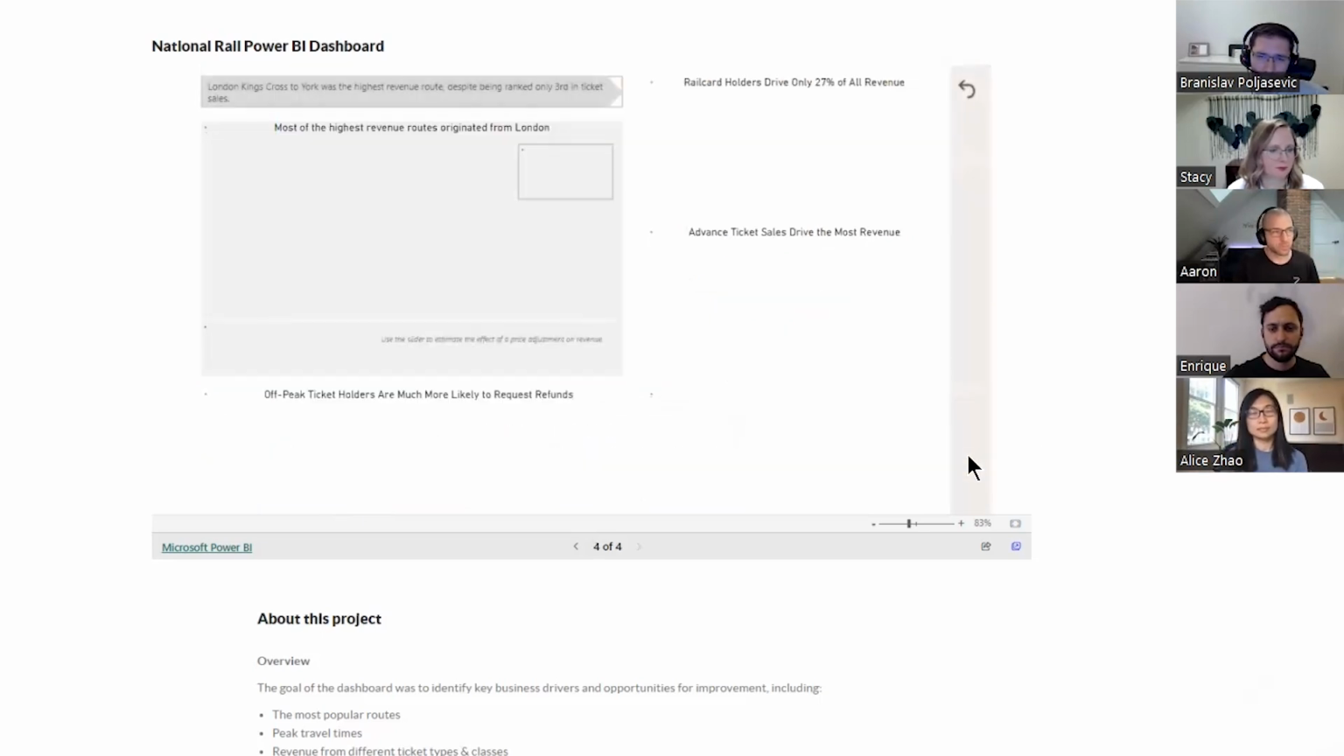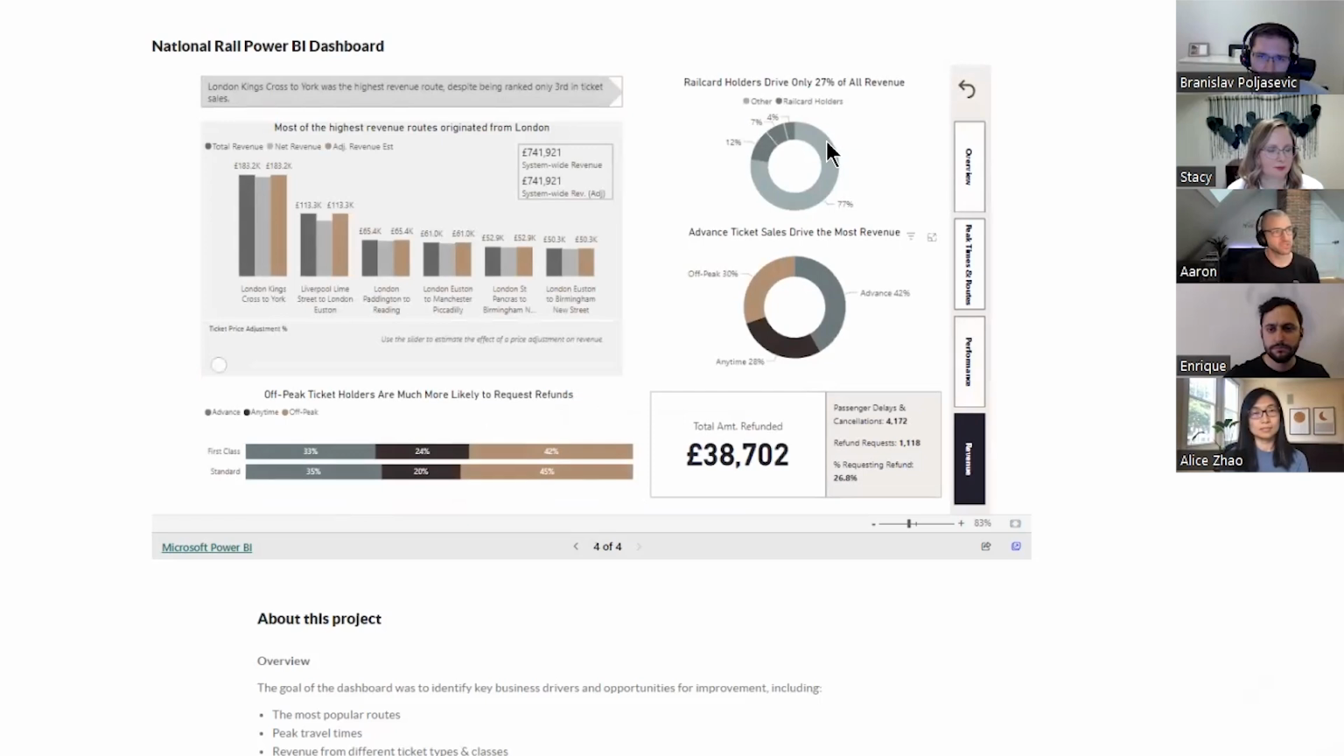But one thing that I did want to call out here is this donut chart on the top right. I was a little confused when I first looked at it because we basically have 2 segments. We're looking at rail card holders and then non-rail card holders, or the other segment. But what was confusing to me at first was that the rail card holders are divided into sub-segments. And so I didn't quite understand what that was.